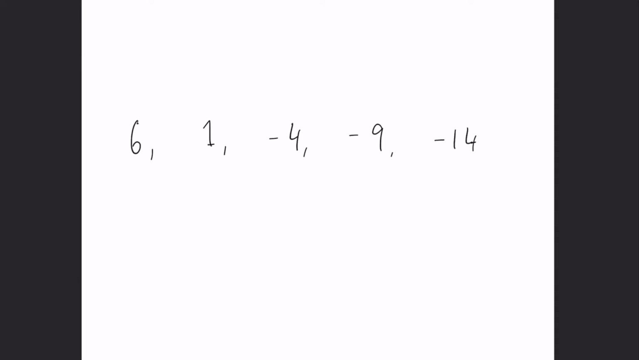Okay, let's have a look at another sequence. 6, 1, minus 4, minus 9, minus 14. This time you might notice the sequence is getting smaller, or the numbers are getting lower. So again, what is the difference between each term? What is happening at each step? It's important here, it's a minus 5. So we're taking away 5 each term.